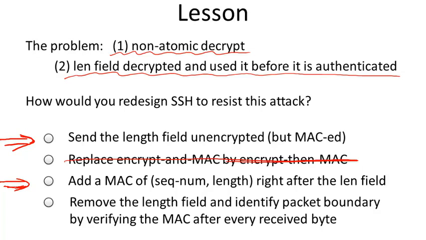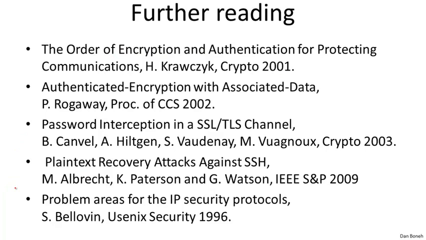Just use the standards like GCM. But if for some reason you can't use the standards and you have to implement your own authenticated encryption system, then use encrypt-then-MAC, and make sure not to repeat the mistakes of the last two segments, namely don't use a length field before the length field is authenticated, and more generally don't use any decrypted field before that field is authenticated. Okay, so this is the end of our discussion of authenticated encryption.